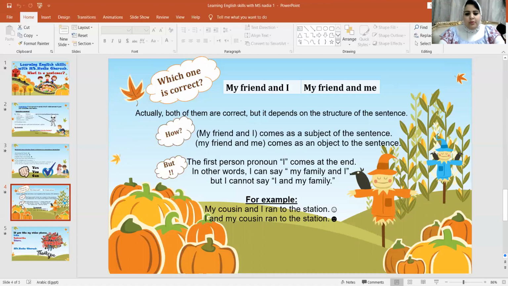Here, for example: my cousin and I ran to the station. The other one: I and my cousin ran to the station. Which one is correct? The first one. Why? Because here the first person pronoun I comes second, not first. So the first one is correct, the second one is incorrect.